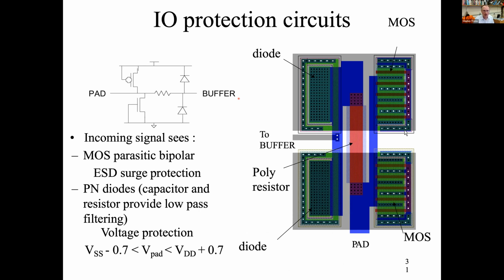You also need an input circuit. And you need a protection circuit. So here is the protection circuit. So you've got the pad, and you've got your protection circuit here, and then your buffers. So an incoming signal that's coming in here. What have you got? You've got two transistors, N and P, and two diodes and a resistor. So it sees these two transistors. What it actually sees is the parasitic bipolar transistor.